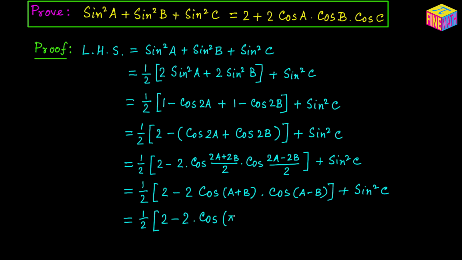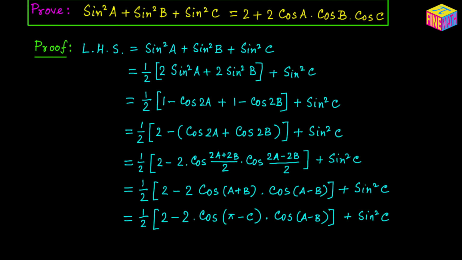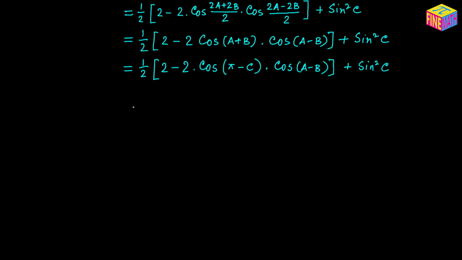to write pi minus c, because we know that the sum of a, b and c is equal to pi radian. So a plus b will be equal to pi minus c radian, and times cosine of a minus b, I am going to keep that as is, plus sine squared of c. And let's simplify further. So from here, what can we say?